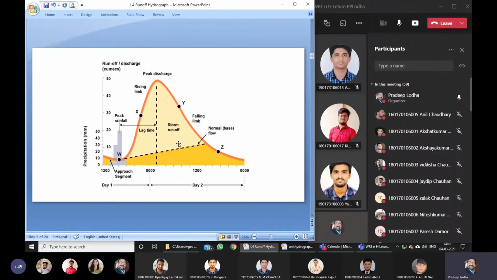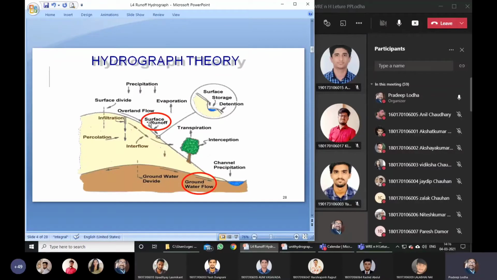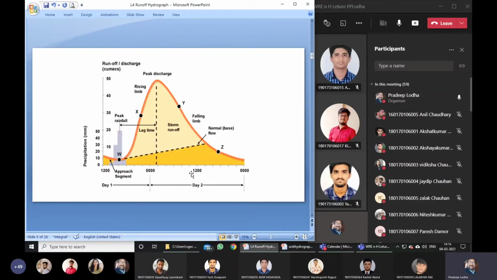This storm runoff is nothing but the runoff which we have seen earlier as surface runoff. So you can correlate these two flows. The area above this dotted line represents the amount of water passing through the particular section of a river because of a rainfall event and storm event. But this dark water here is always passing through because of the groundwater contribution to the channel.